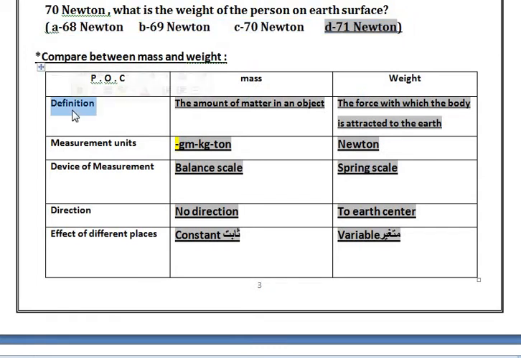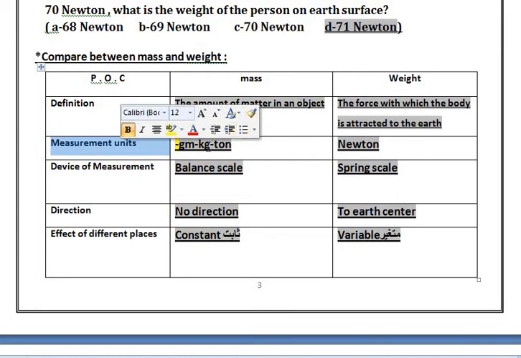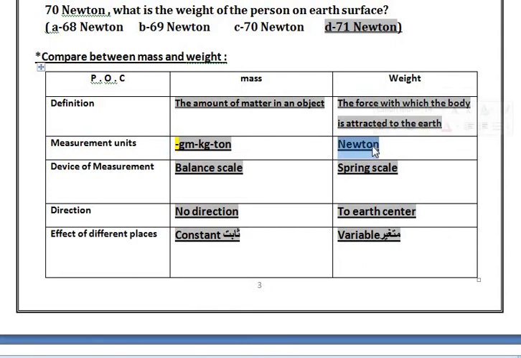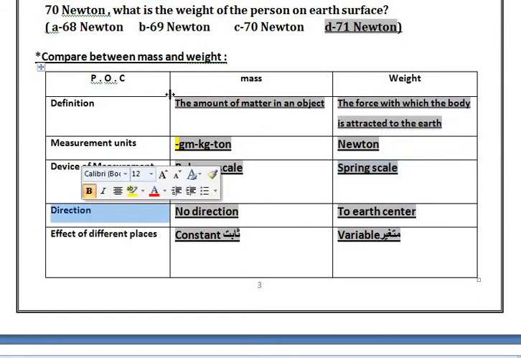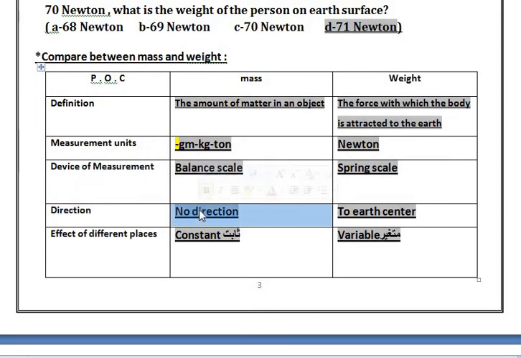Now we will make a comparison between mass and weight. Start with the definition. The mass is the amount of matter in an object, but the weight is the force by which the body is attracted to the Earth. Measurement units: the units of mass are gram, kilogram, and ton, but the measuring unit of weight is Newton. Device of measurement: the mass is measured by the balance scale, while the weight is measured by the spring scale. The direction: the mass has no direction, but the weight is toward the Earth's center.